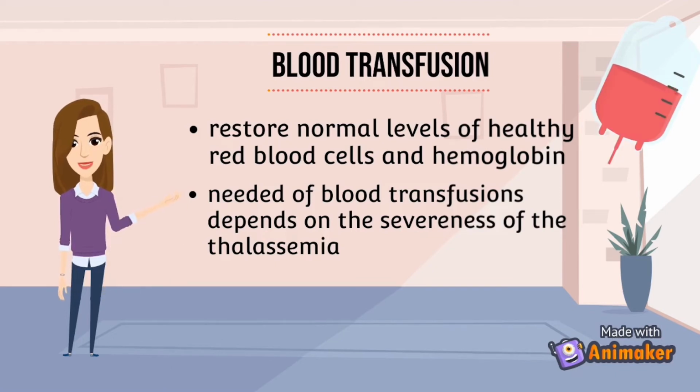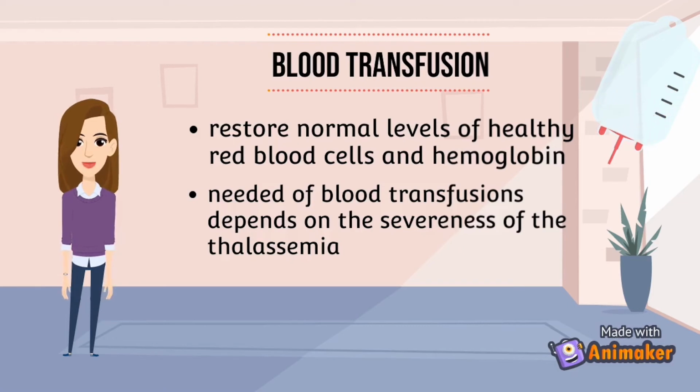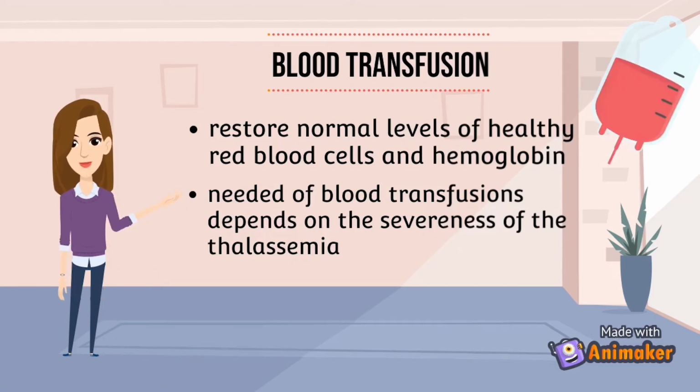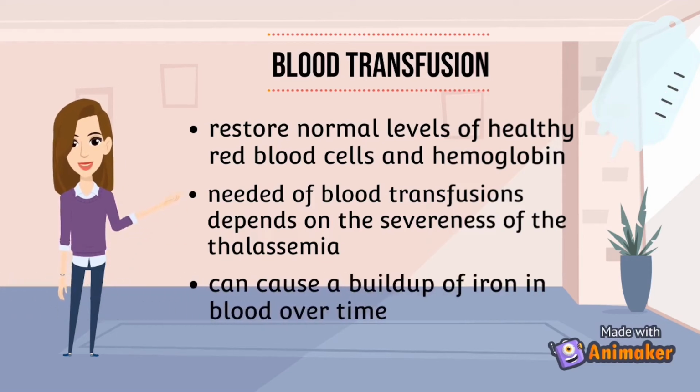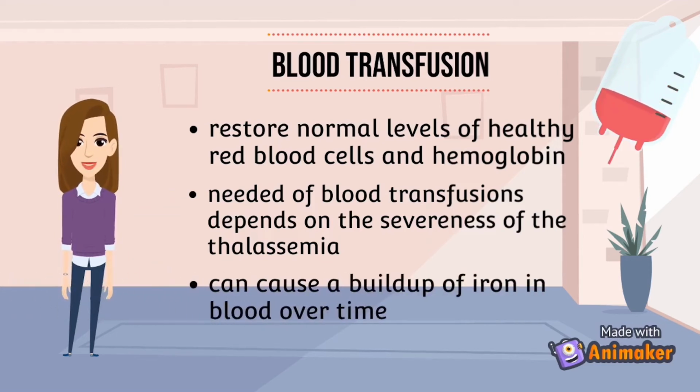There are also cases where a more severe form of thalassemia needs more frequent blood transfusion to restore the levels of hemoglobin in their blood. Additional information: blood transfusion can cause a buildup of iron in their body over time that can be fatal to them. So, what could they do?